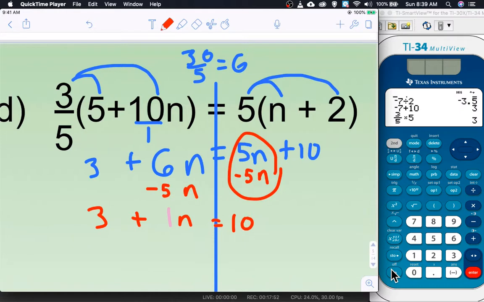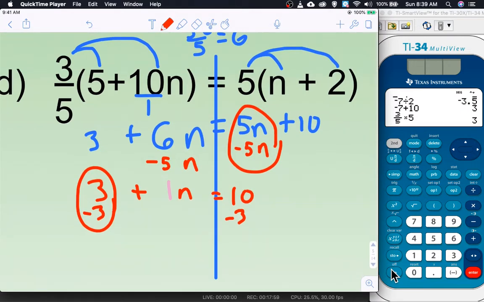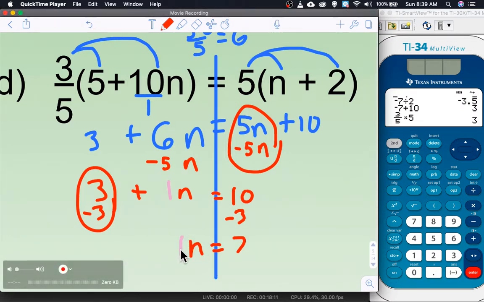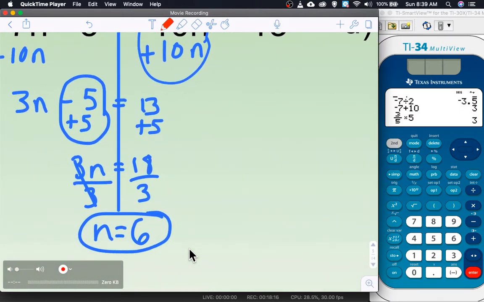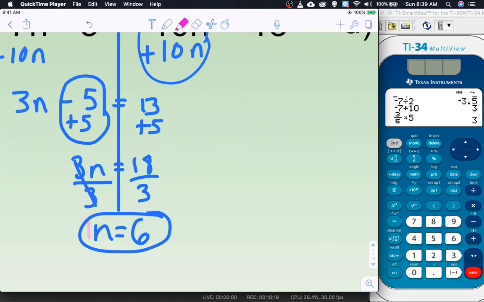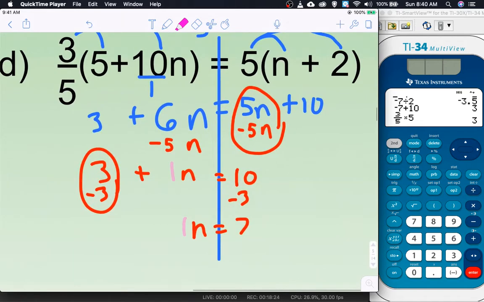To get rid of the addition-subtraction piece, I'm going to subtract 3 on both sides. And now we're going to have n, or 1n, equals 7. I can stop here. I don't need to divide by 1. I don't need to get rid of this 1 in front of a variable. Anytime you see a variable by itself, like that, that is 1n. We don't have to get rid of the 1. So I'm going to stop right here and say you are done.